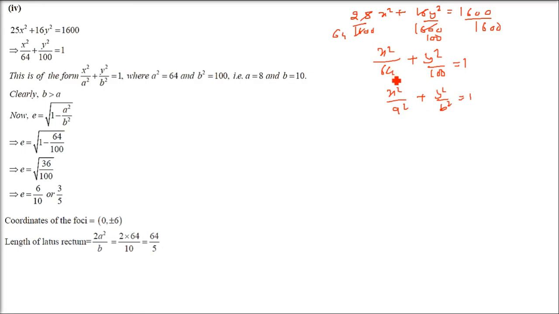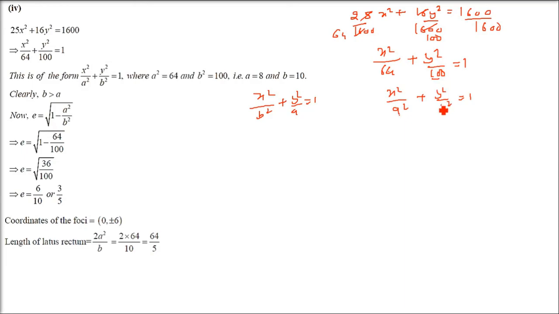A square becomes 64. I have not changed it to b square by a square. I haven't compared 64 with b square as most of the books have done. So x square by b square, y square by a square, this is done in various books. I am not doing it. I'll keep it as x square by a square plus y square by b square equals 1. So a square, I'm going to compare with 64. B square, I'm going to compare with 100 only. Okay.